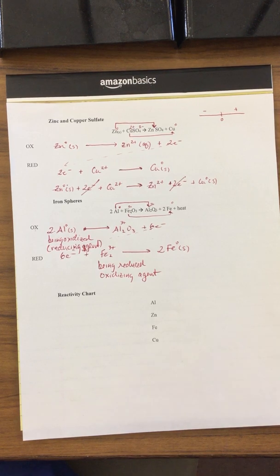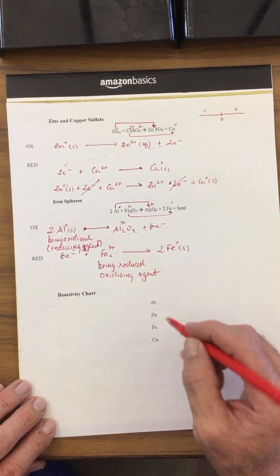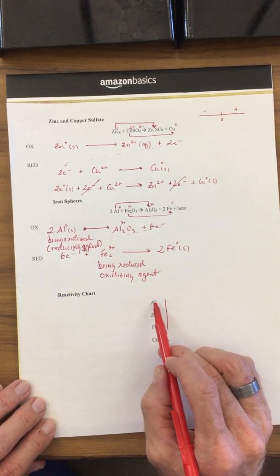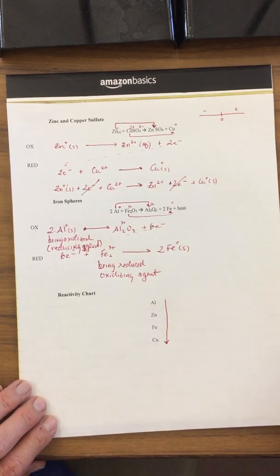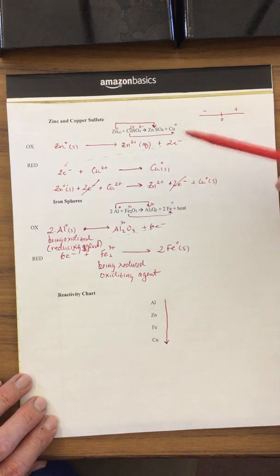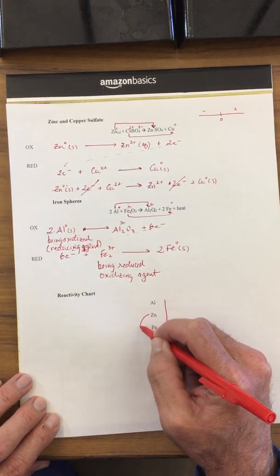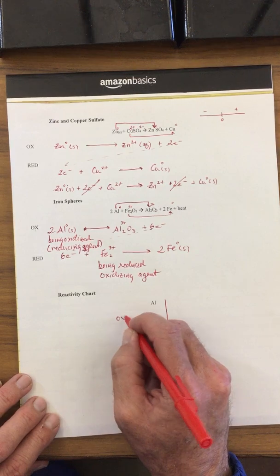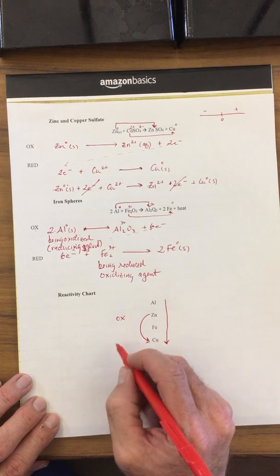For example, these are some of the elements that we've seen today: aluminum, zinc, iron, and copper. And this reactivity chart goes down in this direction, meaning that this is the highest on the activity chart, and this is the lowest. So let's take a look at this one right here with the zinc and the copper. The zinc is being oxidized, and it's throwing the electron. It is the pitcher. It's throwing it to the copper, who's the catcher.